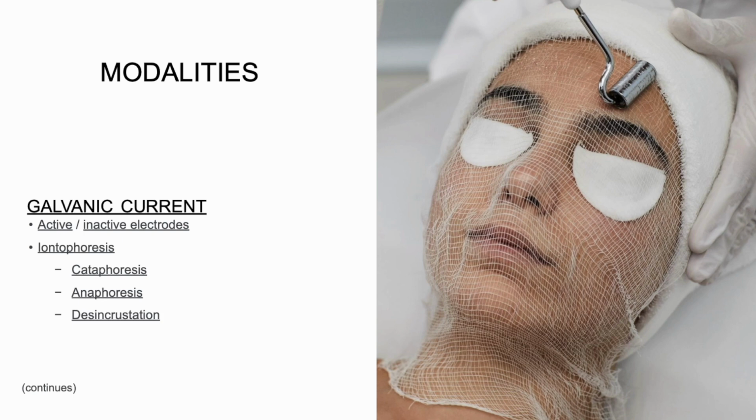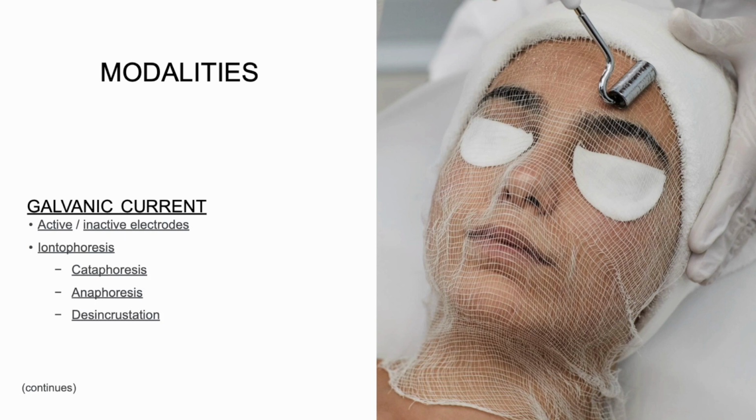While the inactive electrode is the opposite polarity from the active electrode, the effects produced by the positive pole are the exact opposite of those produced by the negative. So galvanic current is used to infuse water-soluble product into unbroken skin, and the scientific term for this process is called phoresis. There are three types of chemical reactions that can take place: anaphoresis, cataphoresis, and iontophoresis. You then have deincrustation, which is a form of anaphoresis.